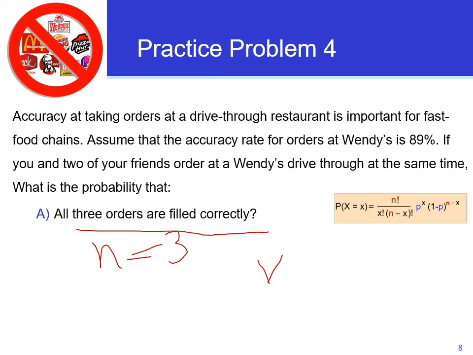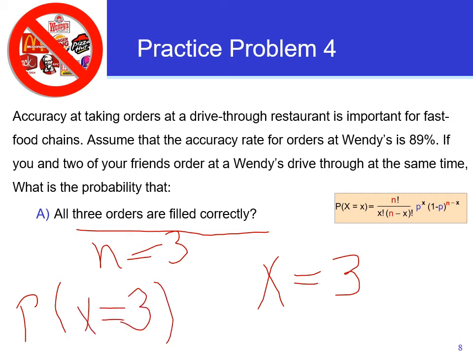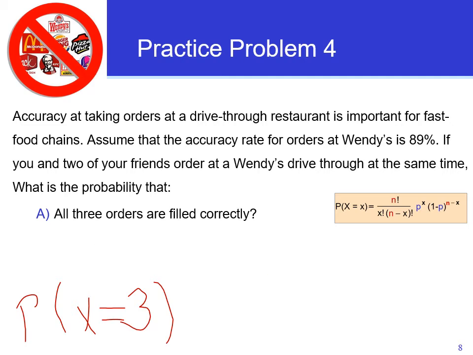So what does this make x? What is x here? X is the number of successes. If we define the number of successes here as getting their order filled correctly, then x would be 3 here as well. So this question asks for the probability that x is exactly equal to 3. This is what we need to find here. So n here is 3 and x is also 3.